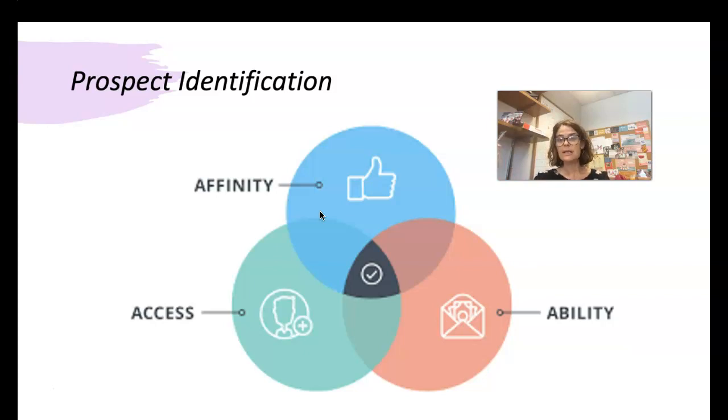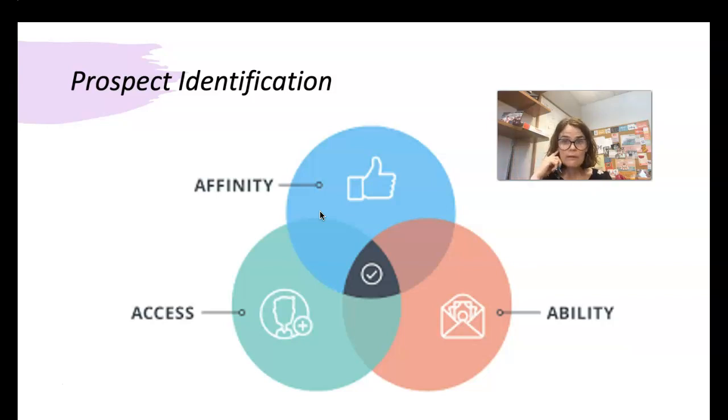Again, is it children? Is it education? Is it the arts? So I have the affinity. Do I have the ability? Do I have the financial means, particularly if we're looking for larger donors? And as we talked about earlier, this idea of identifying what the ability is and asking sometimes to that level.